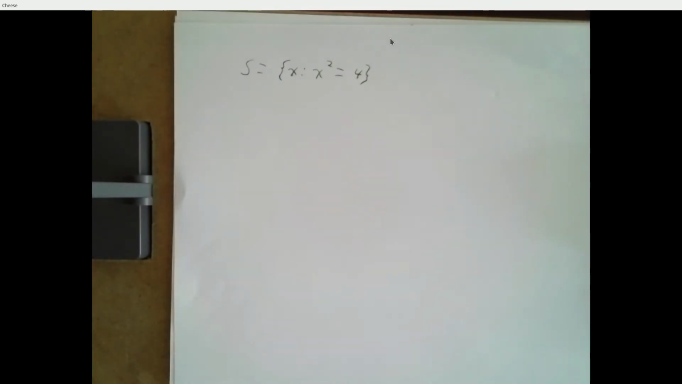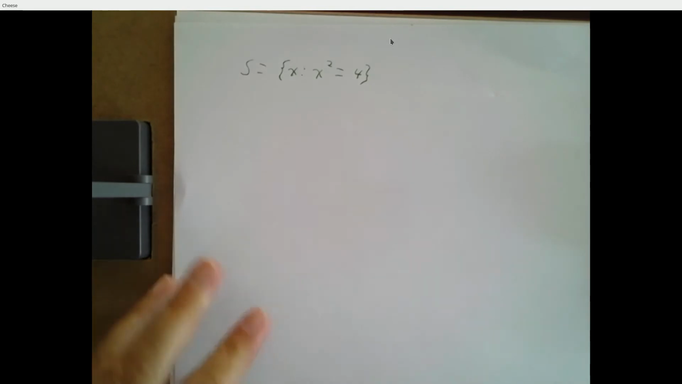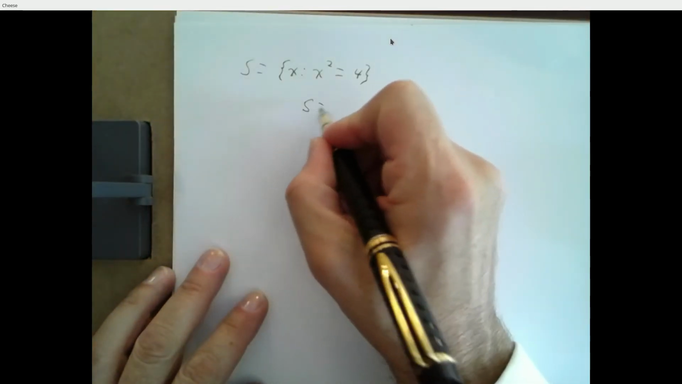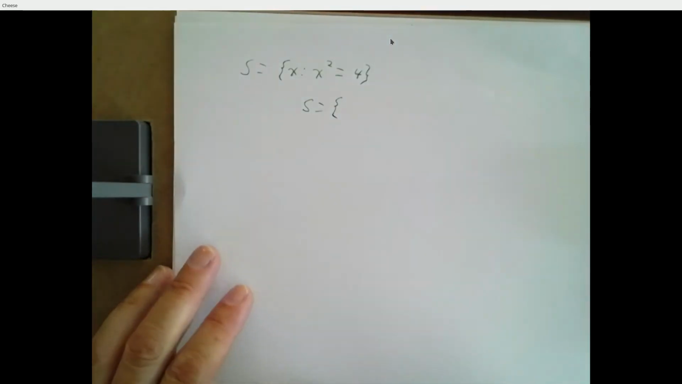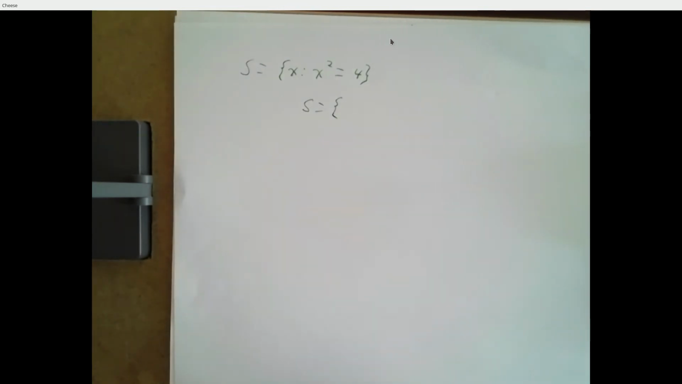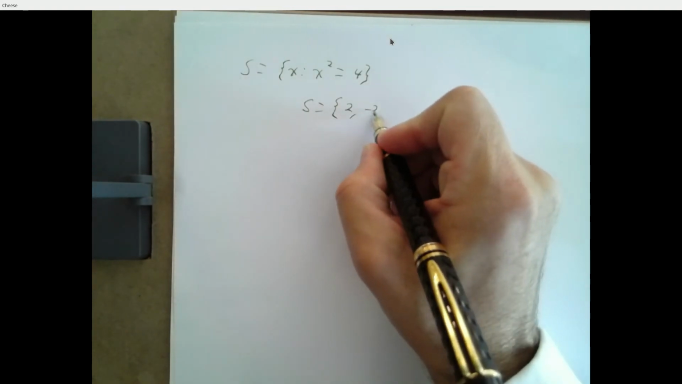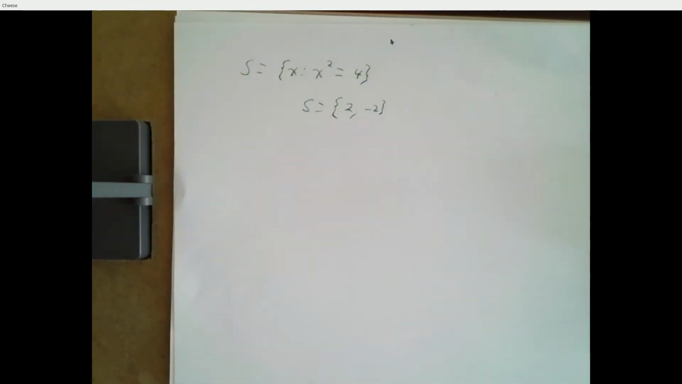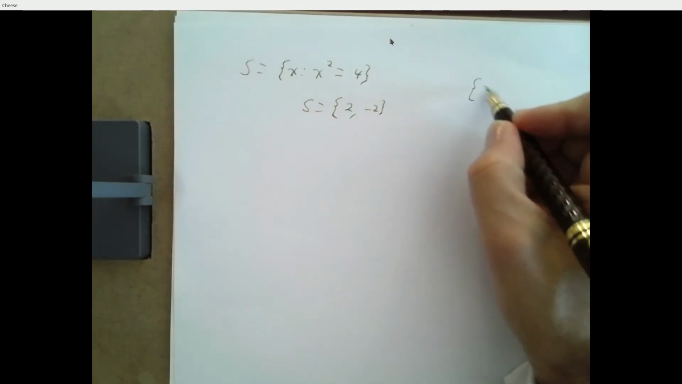So let's say we're using set builder notation where S is the set of all x such that x squared is equal to 4. And I want to know what the elements of S are. I want to list them. Well, what are the elements of S? What do you think? 2 and minus 2. That's probably correct, unless I meant that x has to be a positive number. In which case, this is a representation of the set {2}.